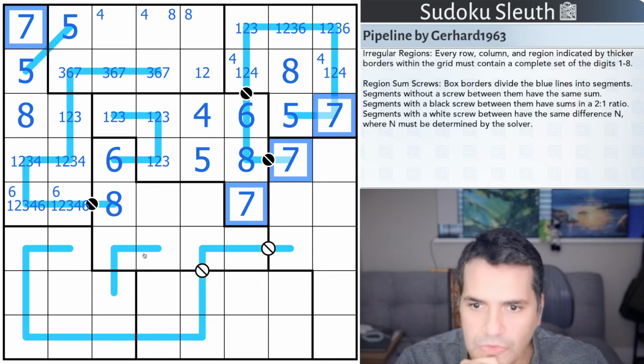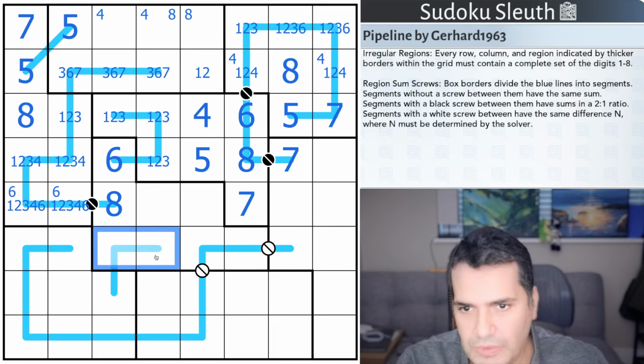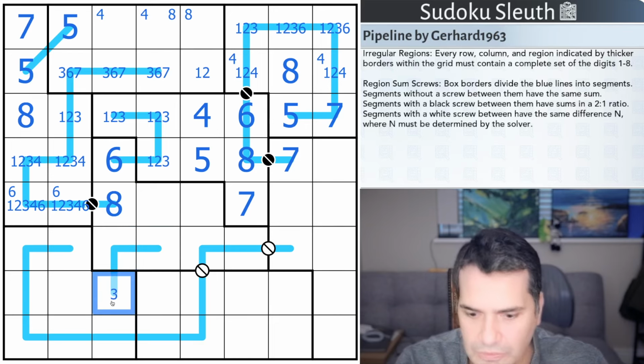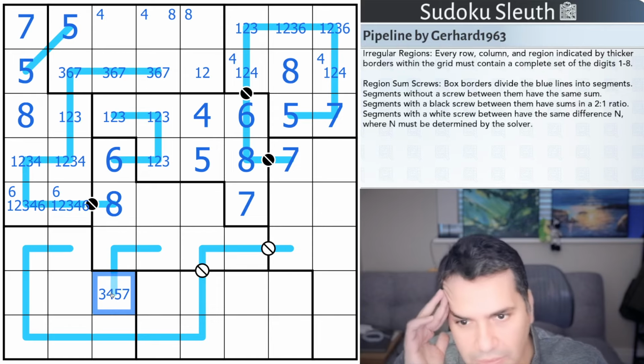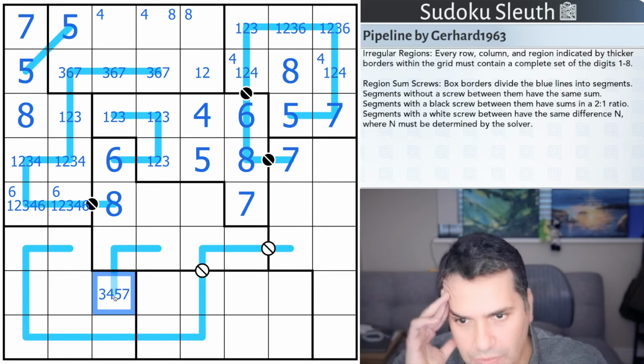It's got to be region sum lines. So this cell is not 8 or 6. This is a minimum of 3. So this is 3, 4, or 5, or admittedly 7. And then these two cells have to add up to whatever this is, which is still plenty of options, plenty of options.